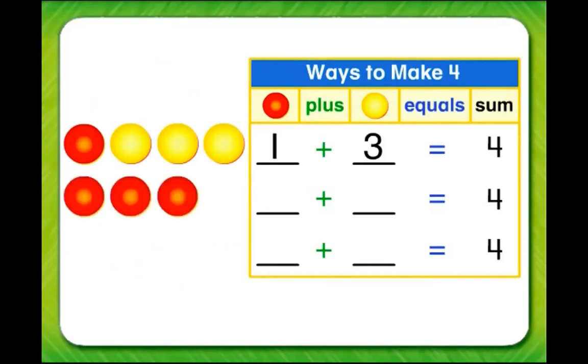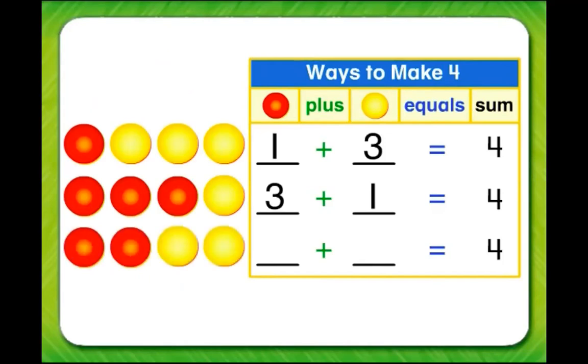We can add 3 red counters and 1 yellow counter to make 4. 3 plus 1 equals 4. We can add 2 red counters and 2 yellow counters to make 4. 2 plus 2 equals 4. As you can see, there are many ways to make 4.